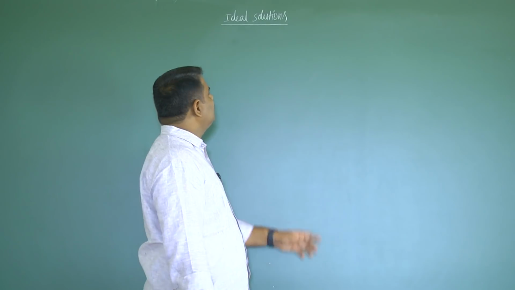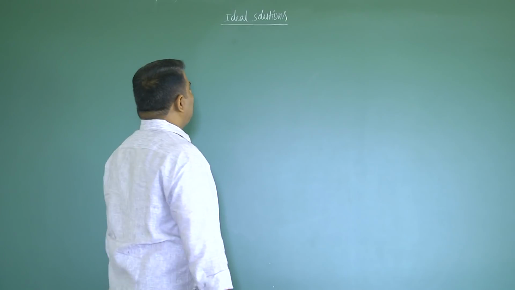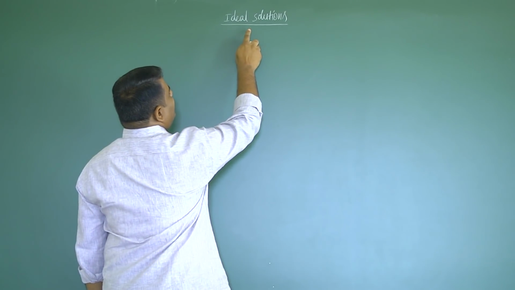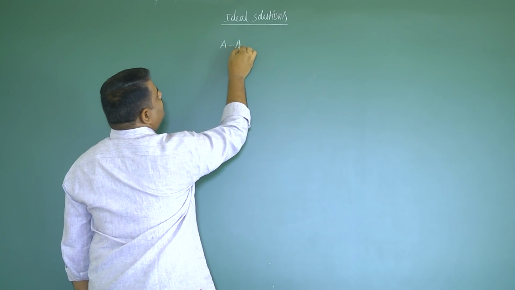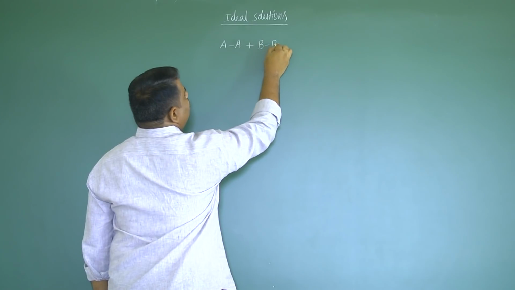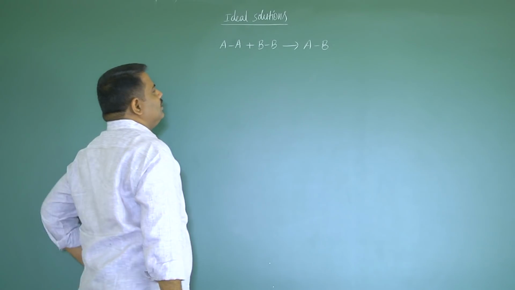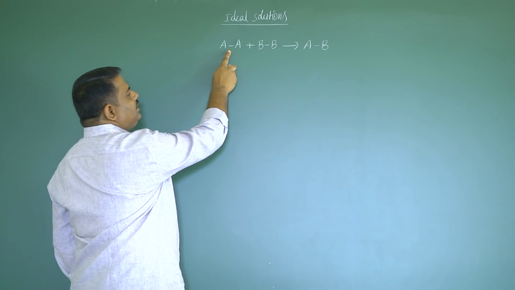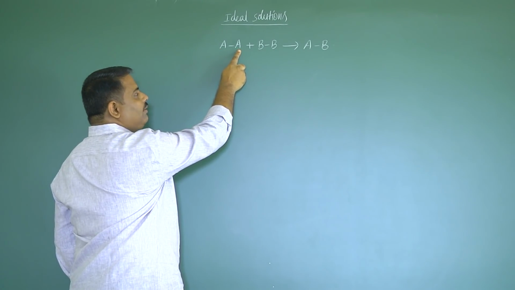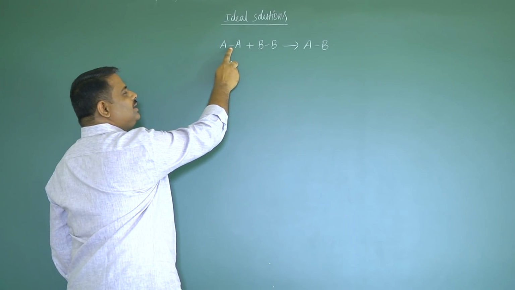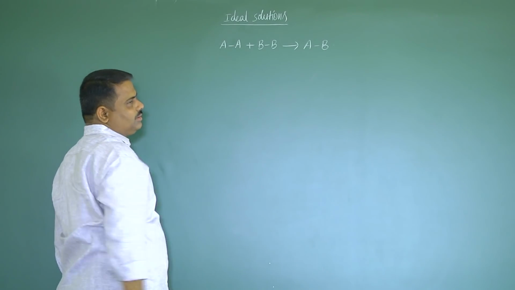Our next point is ideal solutions. Now here, what are ideal solutions? Now we will discuss the concept here. Here, A is a molecule, this one is the same type of other molecule, and this bond indicates the interactions present between both the molecules.